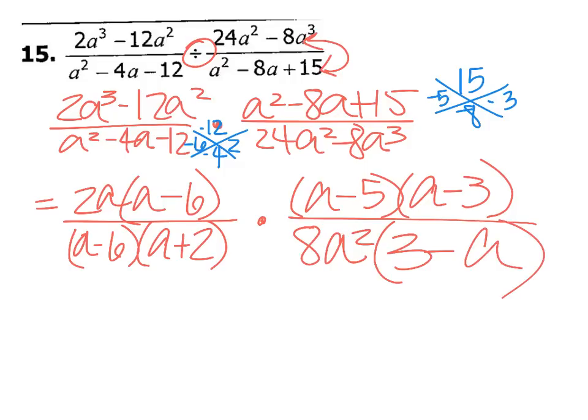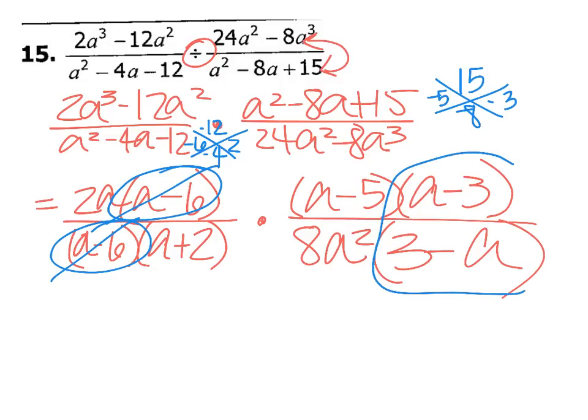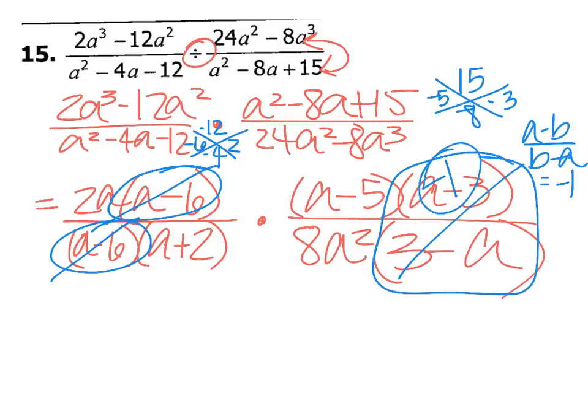Okay, so now we want to simplify what we can. So we've got a minus 6, these are going to cancel out. Now here, we've got a minus 3 over 3 minus a. This is our a minus b over b minus a, and we know this equals negative 1. So this is going to cancel out and give us negative 1. What else can we factor out? So we've got a 2a and an 8a squared. We can divide both of these by 2a. So 2a is going to cancel out, and here we're going to be left with 4a. And that's as much as we can simplify.